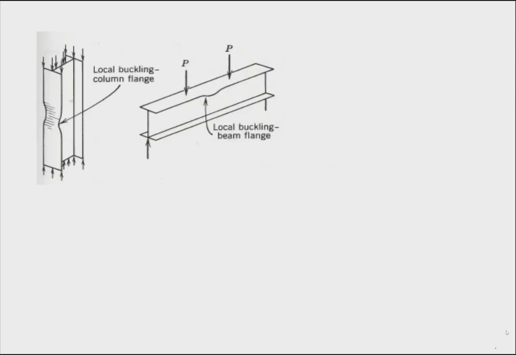Yet another form of buckling that can happen is here's the column, and we see that the flange itself is in compression, and then just a little segment of the flange can buckle out like this, and this is called local buckling. Similarly, this top flange of the beam is in compression, so a part of the top flange of the beam can buckle, and that's called local buckling of the beam flange.